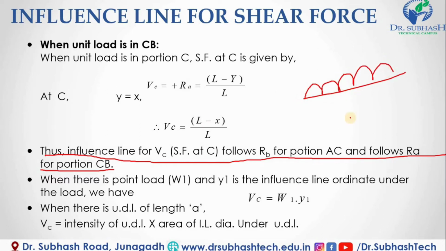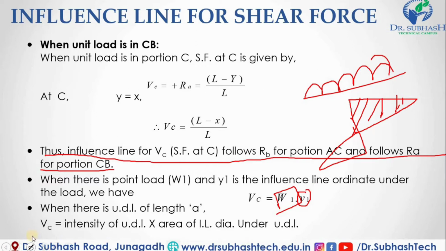Then what should be done? For the UDL case, what should be the intensity of VC? If it is a point load, then we directly multiply the shear force coordinate Y1 by the point load. If a UDL is given, then we multiply the intensity of UDL by the area under the shape of the UDL. So we have to calculate the area and multiply by the intensity of UDL. So finally we get the value at point A. These are the changes in the case of UDL.